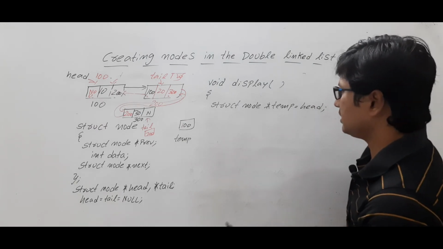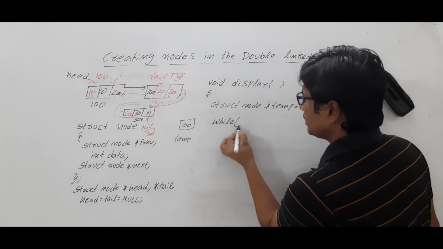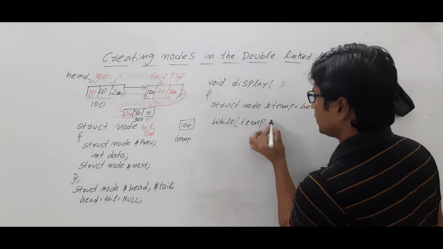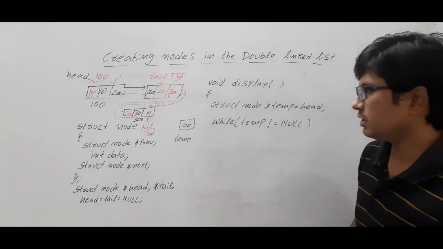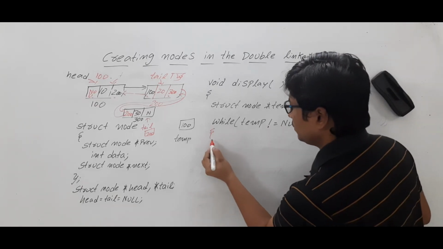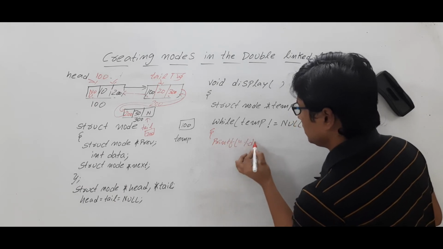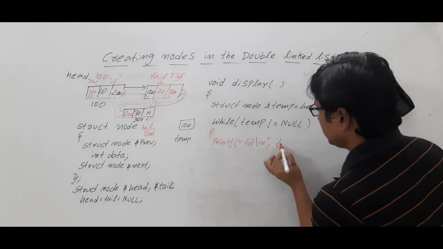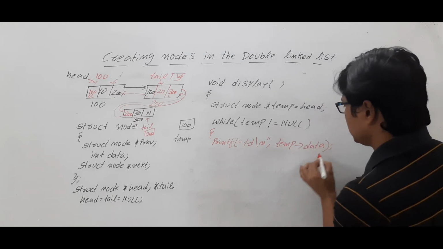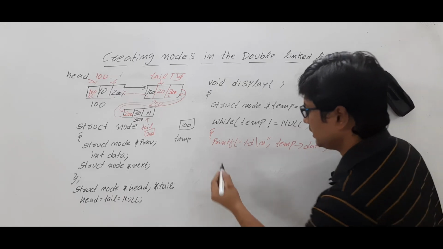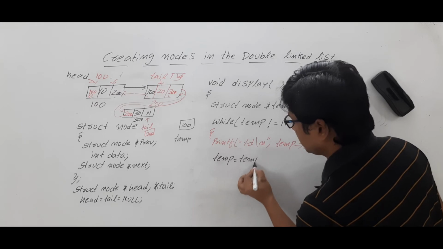Then what I can write is while temp not equal to null, you can write printf %d \n temp of data. Is it clear? Then you can write temp is equal to temp of next.